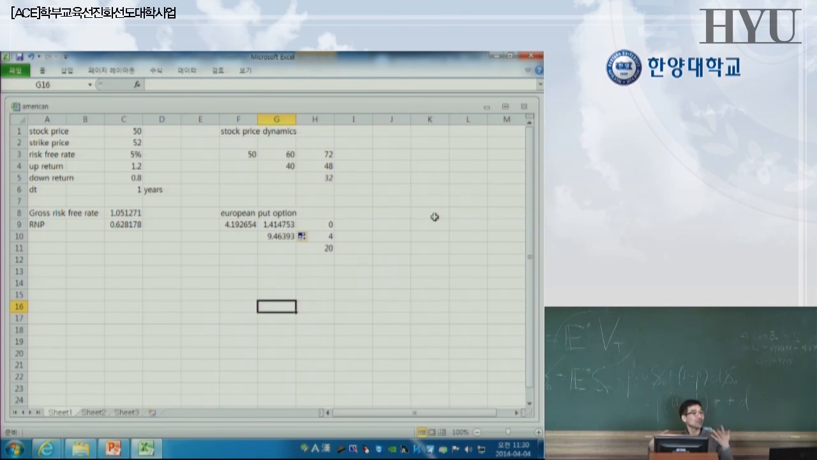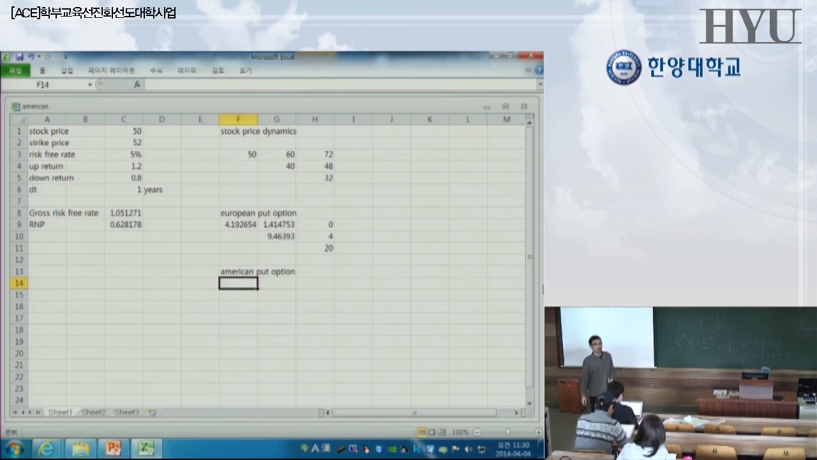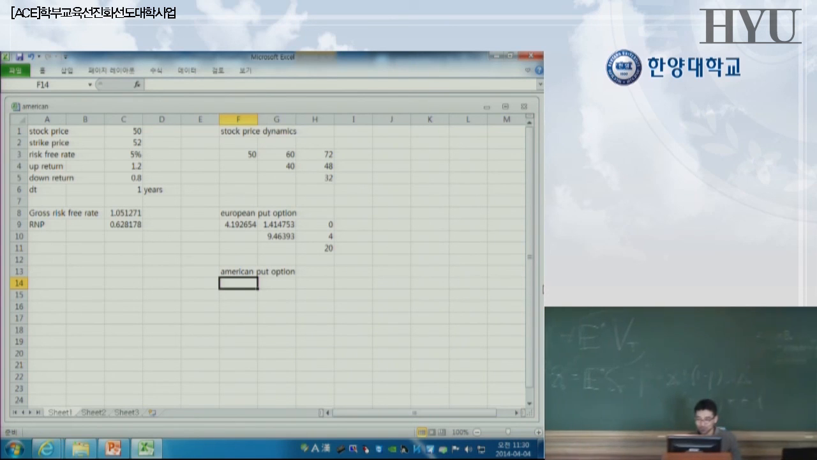Okay? So I just repeat every time. And next, American put option. American option is the option that we can exercise anytime up to maturity. In case of European option, we can exercise only at maturity. Therefore, at maturity, the price of American option and European option should be exactly the same, right? Because we are already at maturity, the right to exercise until maturity doesn't have any value.